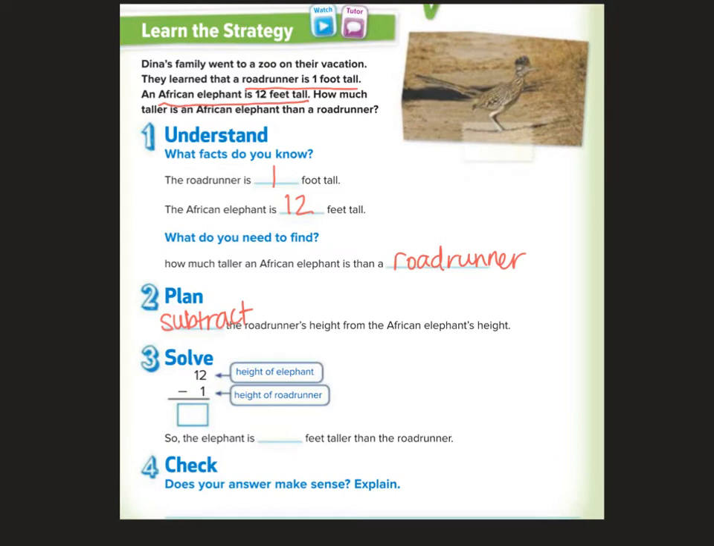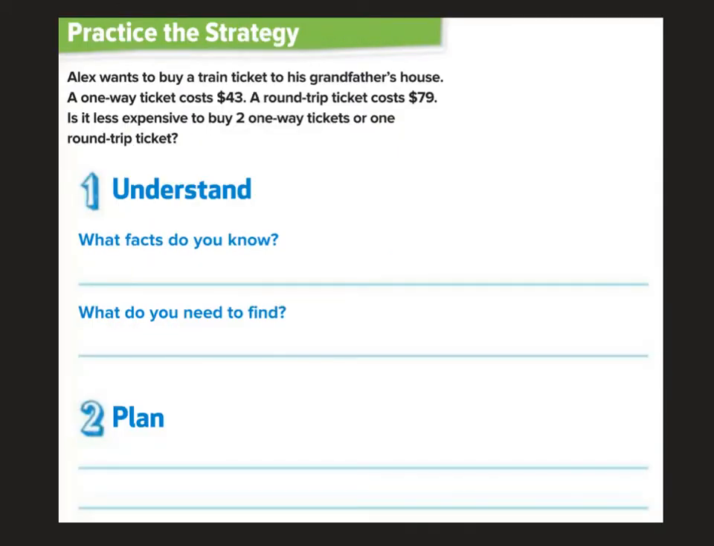All right, so now I'm at the solving portion where I'm going to subtract 12 minus 1 is 11, right? So the elephant is 11 feet taller than the road runner. Does this answer make sense? I could say yes. It does make sense because 11 plus 1 is 12. So if I take what the difference was and I add the roadrunner's height to it, I get the elephant's height. Let's try another problem here.